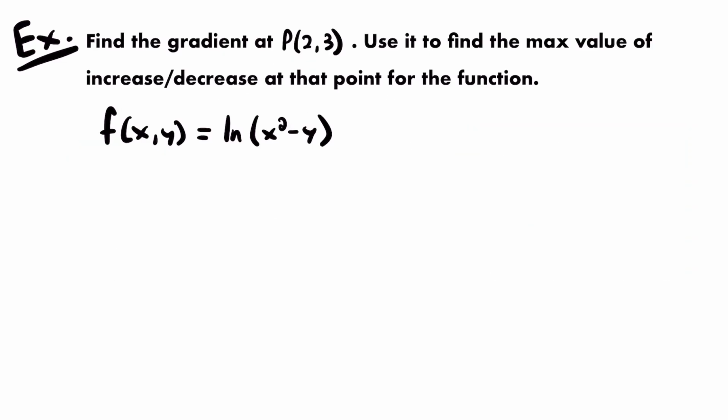Okay, so for this example, we want to find the gradient at the point (2, 3) and use it to find the maximum value of increase and decrease at that point for the function. Or another way that you could read this is that you want to use the gradient to find the maximum value and the minimum value of the slope at this point on the function.